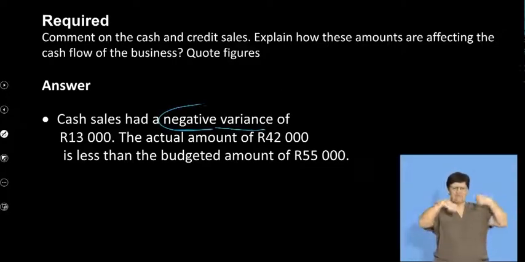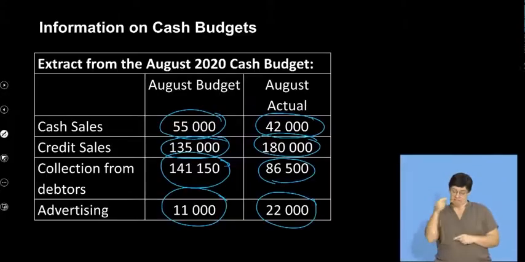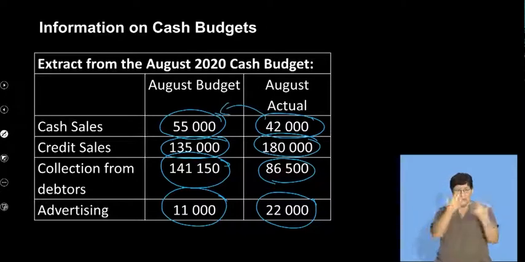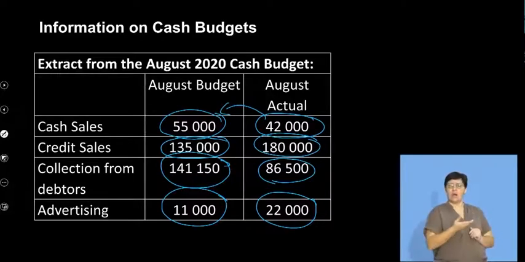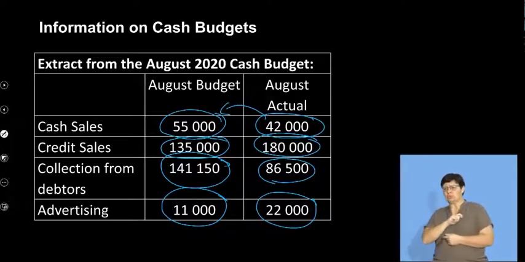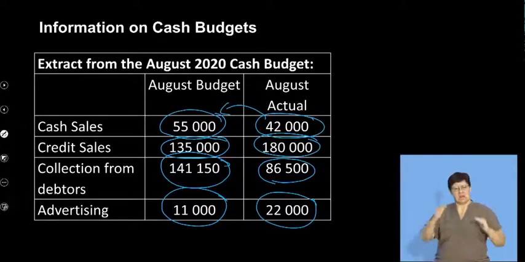What do we mean by a negative variance? Let's go back and see that. Cash sales, negative. Why? Because your actual was less than your budgeted. So clearly you can see it's a negative variance. You budgeted to have cash sales of 55,000, but you only had 42,000. So you had less. The actual is less than the budgeted, in this case a negative variance.